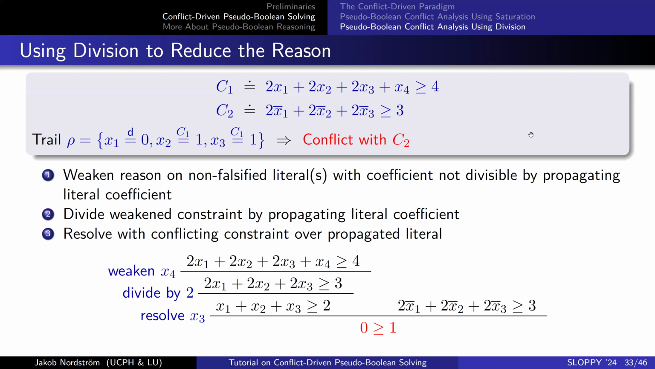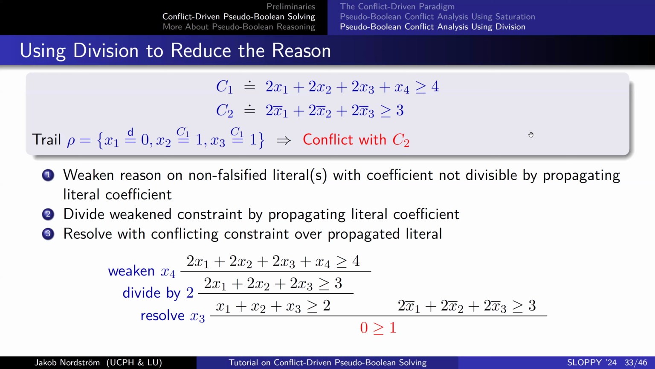In this case, we don't have much choice. The only literal that is not falsified and whose coefficient is not divisible by 2 is x4. So we weaken C1 on x4.